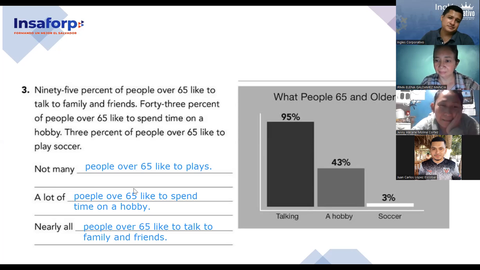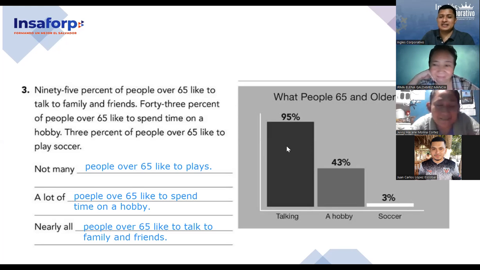Do you agree, or what's your opinion about this? Entendí. Deme su opinión acerca de esta información, de este resultado.